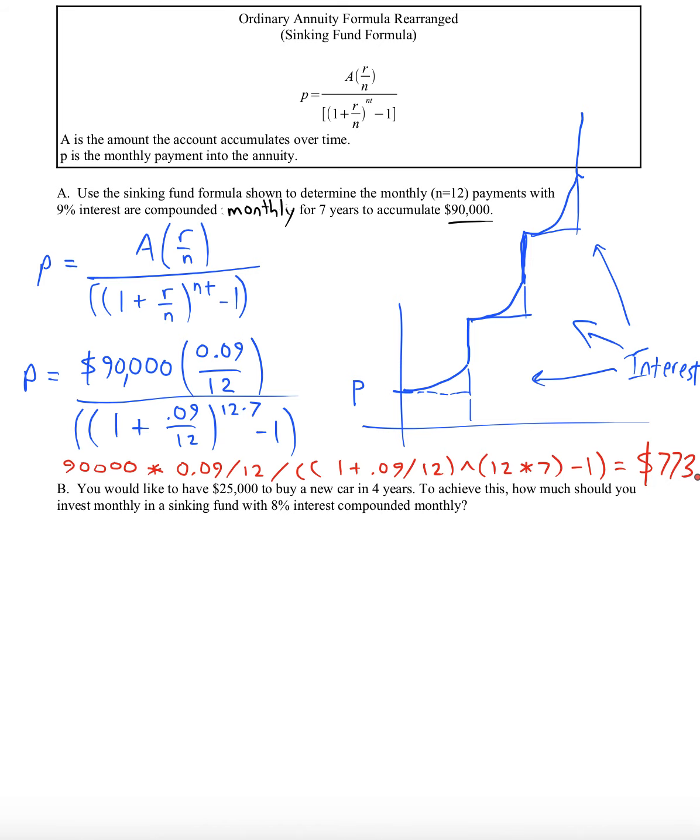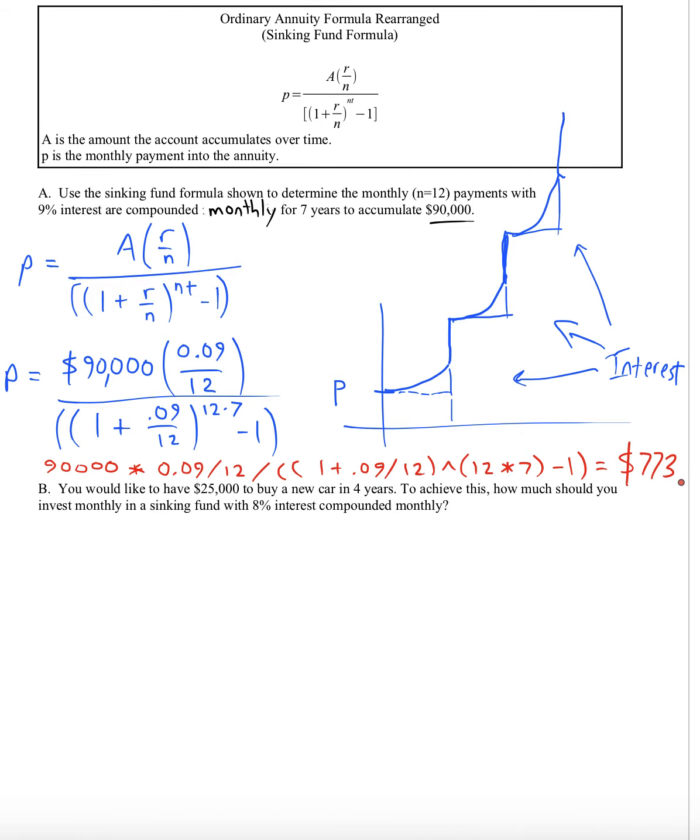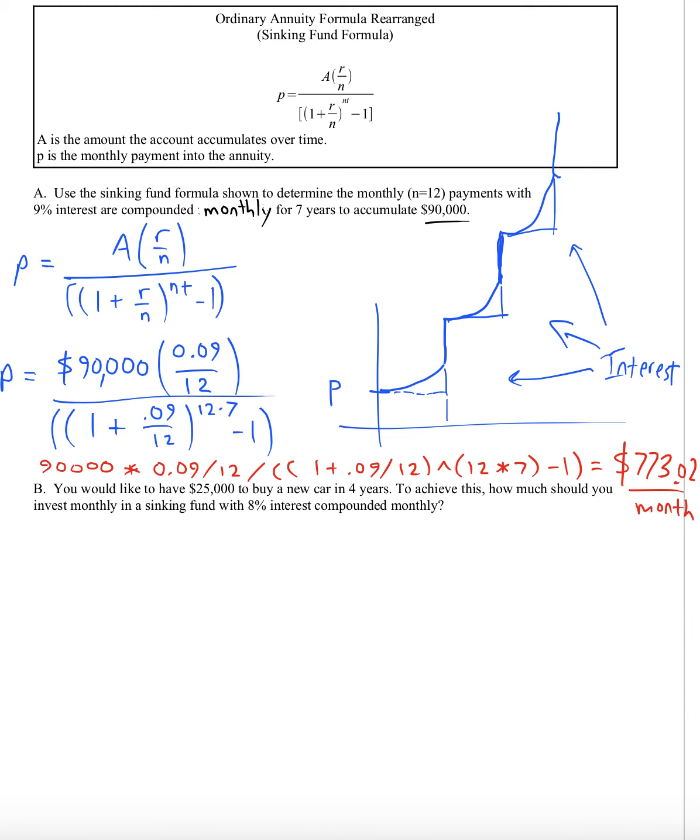$773 per month. 773.02 per month. So just as a quick check to see if our answer is reasonable, let's multiply the 773.02 times the number of payments that we'll be making just to see how much money we're actually paying into this annuity. Now we hope that the amount we're paying in is actually less than $90,000 because the interest that we make also goes into our account too. So we're supposed to pay much less into the account than we get out.